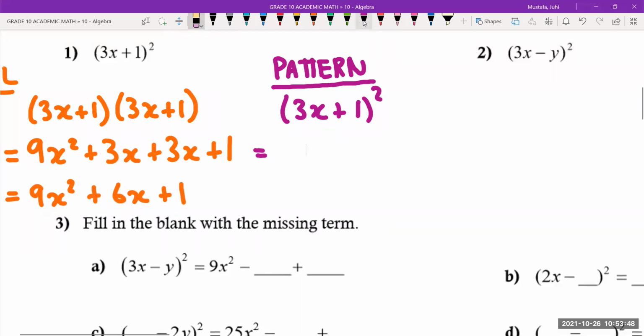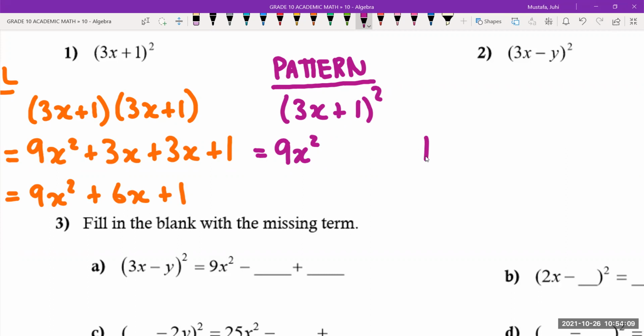So our first term here is going to be 9x squared. And I got that by taking this term and multiplying it to itself. So 3x times 3x. Now we're going to take the last term and we're going to do the same thing. What is 1 times 1? Yeah, and I'm going to put that all the way at the end. So don't put it close to it.